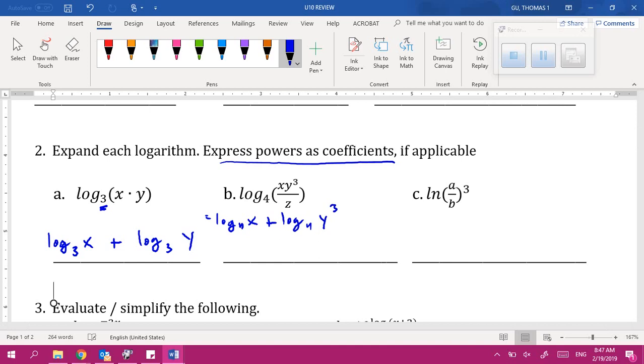I added those because they're on top of the fraction line, right? Anything on the bottom of the fraction line is going to be subtracted. So I'm going to subtract log base 4 of z.